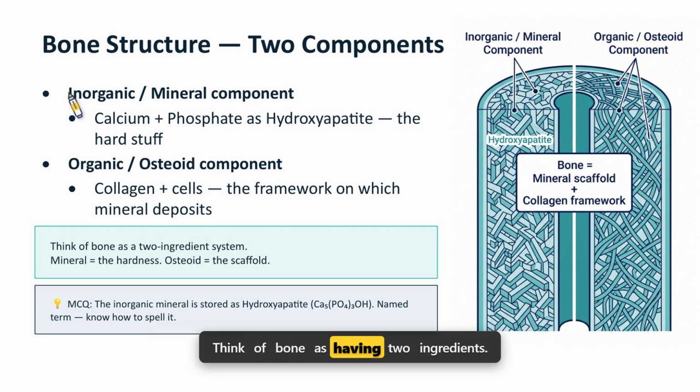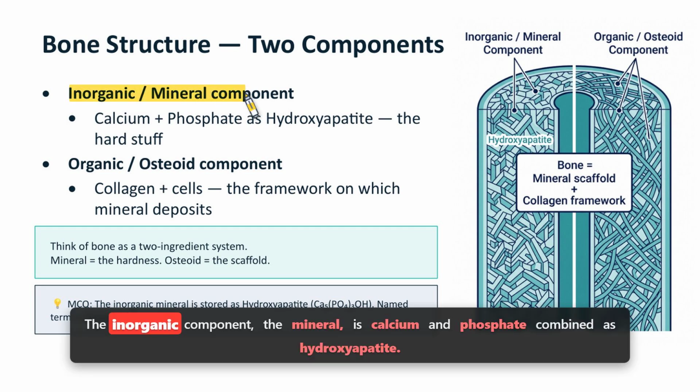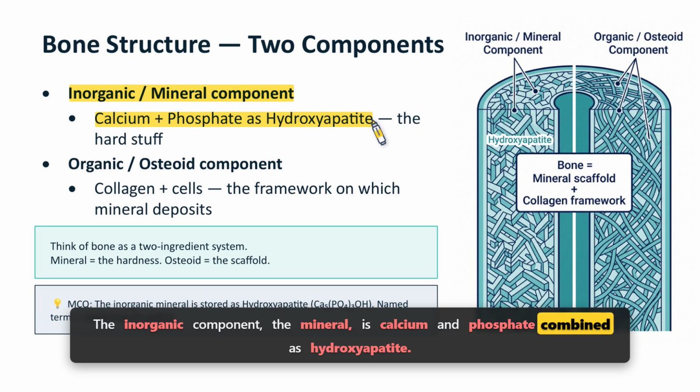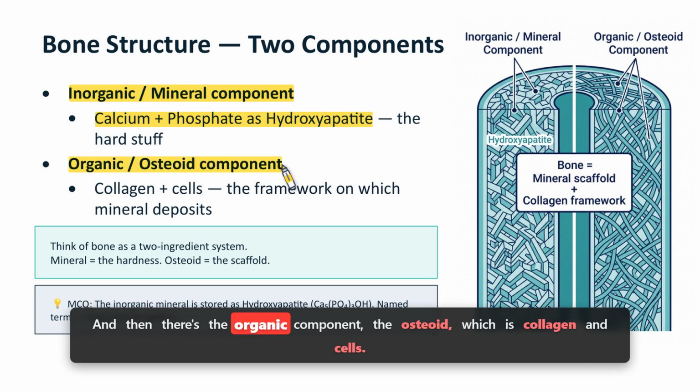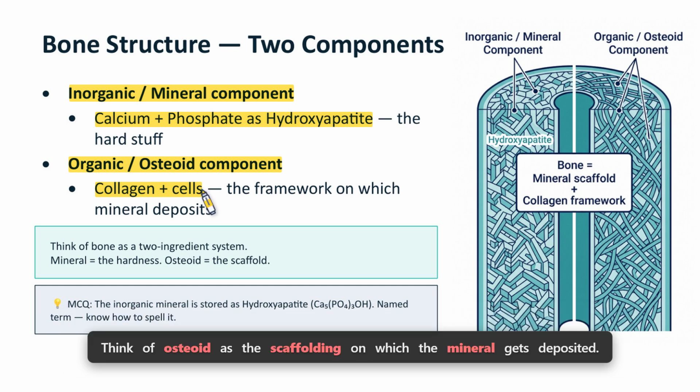Think of bone as having two ingredients. The inorganic component, the mineral, is calcium and phosphate combined as hydroxyapatite. That's the hard stuff that gives bone its strength. And then there's the organic component, the osteoid, which is collagen and cells. Think of osteoid as the scaffolding on which the mineral gets deposited.